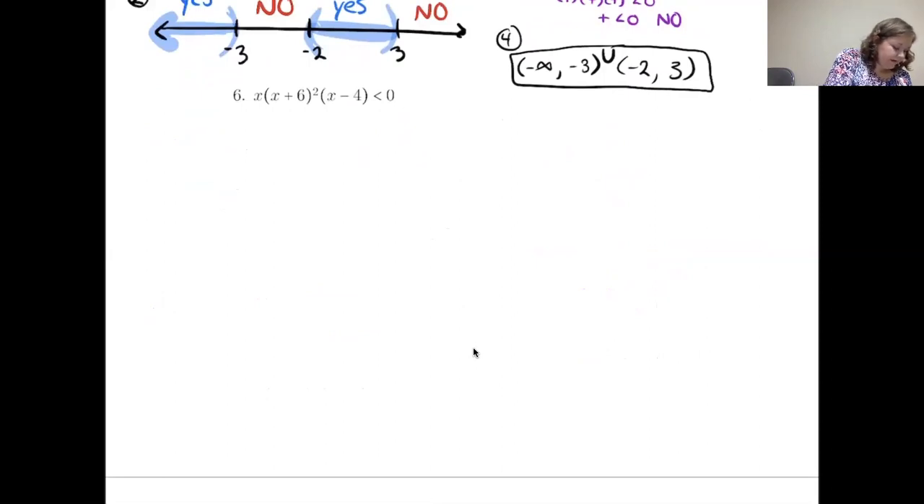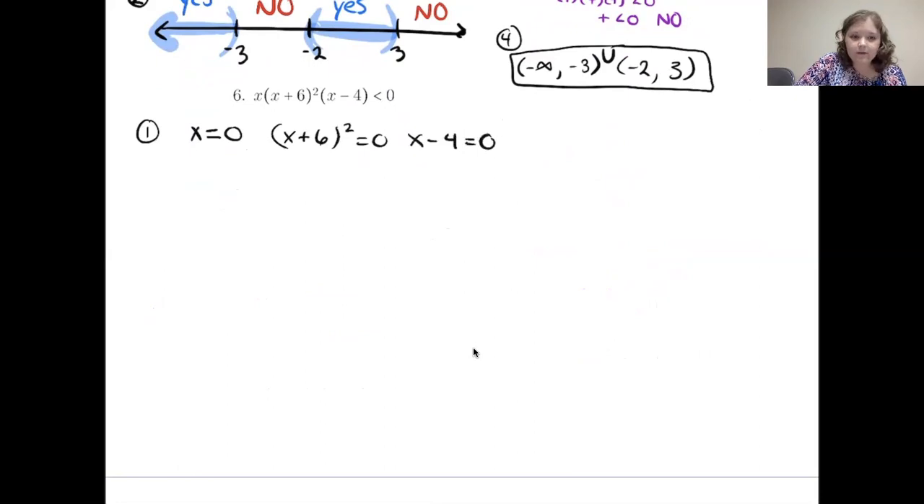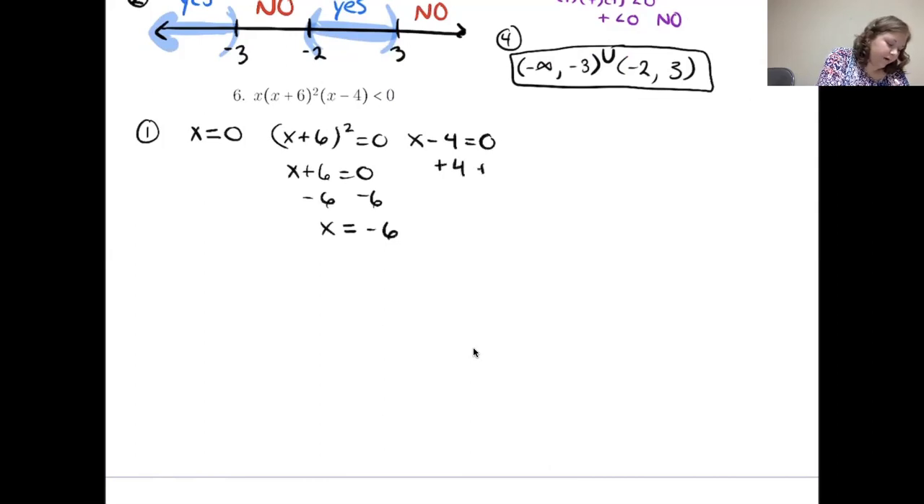All right, so number 6, step 1, set all equal to 0. X equals 0, x plus 6 squared equals 0, and x minus 4 equals 0. Okay, so x equals 0. Don't have to solve anything there. X plus 6 squared equals 0. That would be like just setting x plus 6 equal to 0 twice. So I'm going to do x plus 6 equals 0, subtract 6 there, and get x equals negative 6. And then x minus 4 equals 0. We can add 4 and get x equals 4.